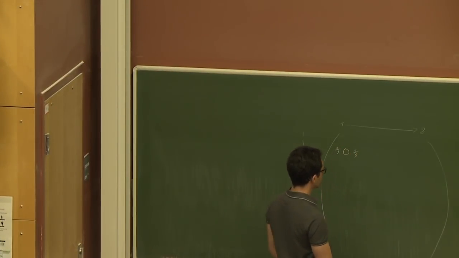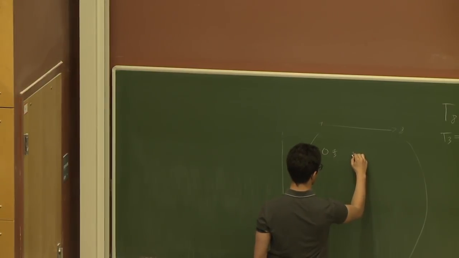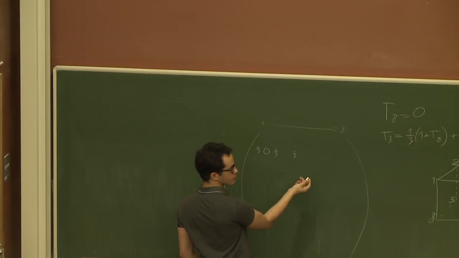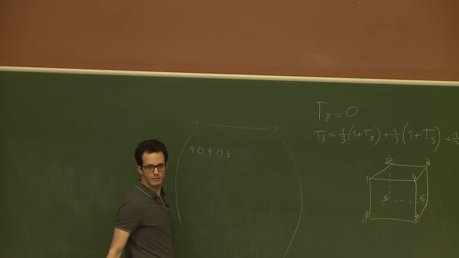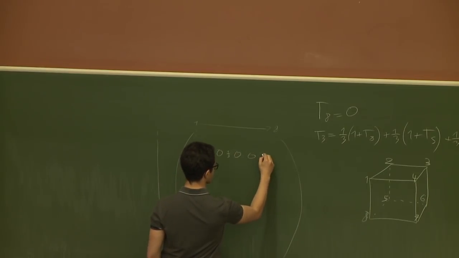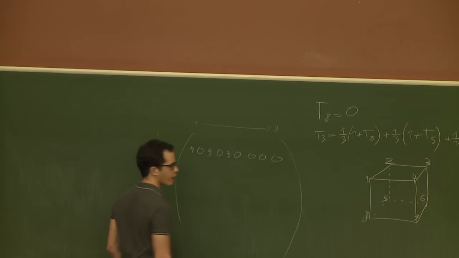And here is 2, 4? 0. Thank you. And there? Also 0. Thank you. Yeah, I think you get the idea.